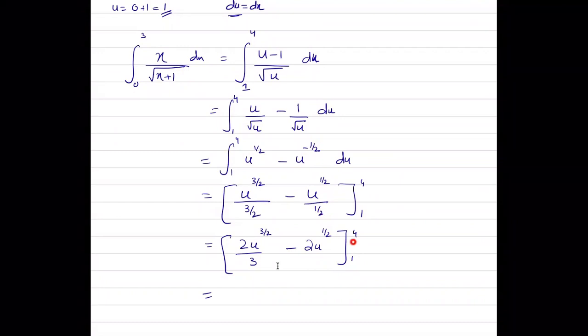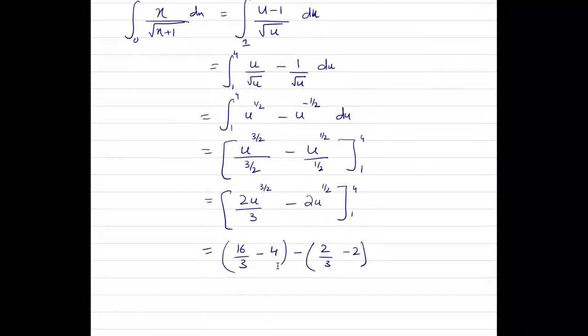Now, when you insert 4, 4 to the power of 3 upon 2 is 8. 8 times 2 is 16. So 16 upon 3 minus 4. When you insert 1, you get 2 upon 3 minus 2. 16 upon 3 minus 4 minus 2 upon 3 minus 2. I am getting the final answer as 8 upon 3. This is the final answer.